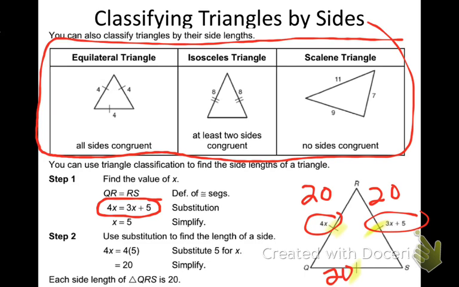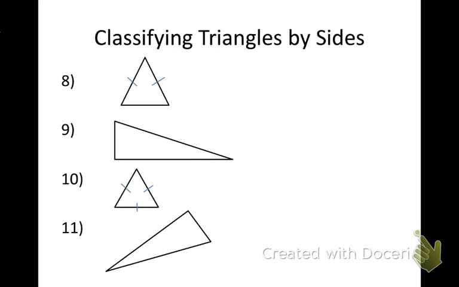Let's try these next 4, classifying them. Equilateral is a really hard word to spell. That's a good spelling word for English.